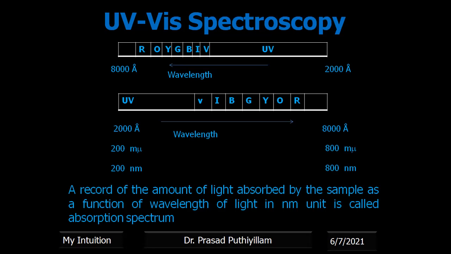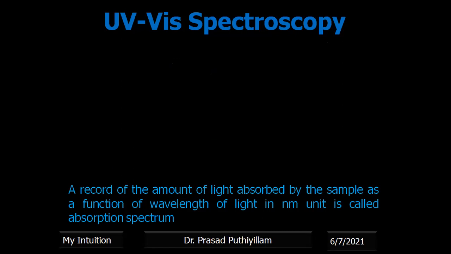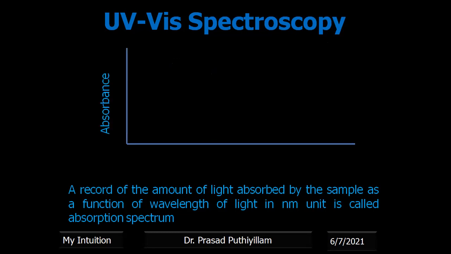That is a particular spectrum we call the absorption spectrum, in which we plot the absorbance on the y-axis and the wavelength on the x-axis. So that is 200 to 800 nanometers generally that we take. Below 200 nanometers or above 800 nanometers, it will be away from the so-called UV-visible spectrophotometry.